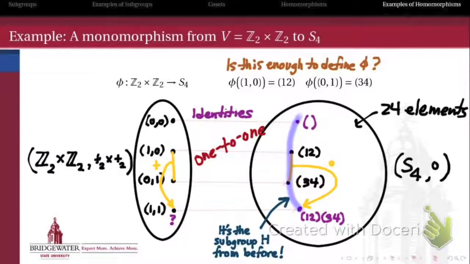So this is a 1-to-1 function for sure, because the different elements in the Klein 4 group have different images in S4. But it's not onto, because there are a whole bunch of elements over here in S4, such as 1, 3, that are missed. They're not getting hit by an element from the Klein 4 group here. So it's 1-to-1, but it's not onto, so this homomorphism is a monomorphism.